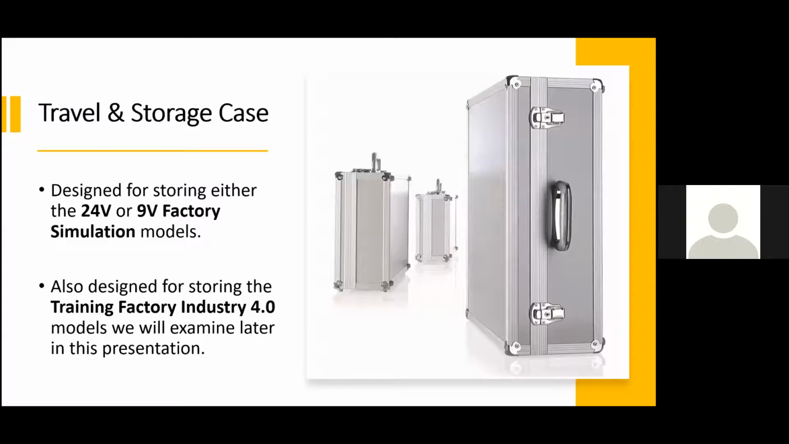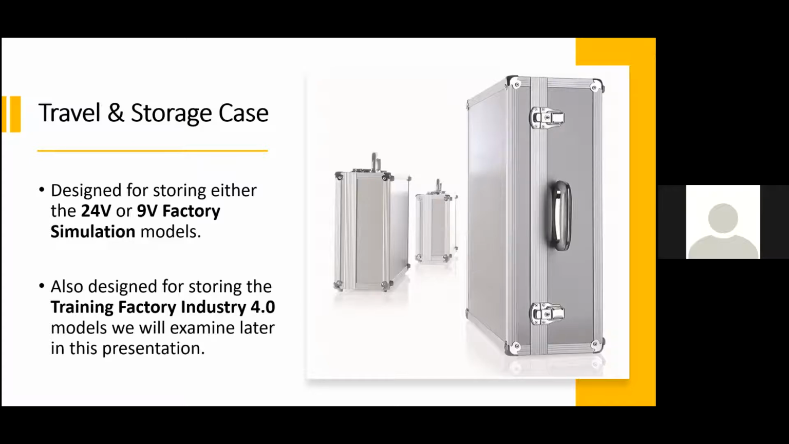there is a storage option available for those users of either of the two factory simulations that we just looked at, the 24 or the 9-volt versions, who might want to transport the model or protect it when not in use. This travel case consists of an aluminum case maker profile with plastic plates and steel ball corners, as well as 4 steel tilt handles and angle protection corners.